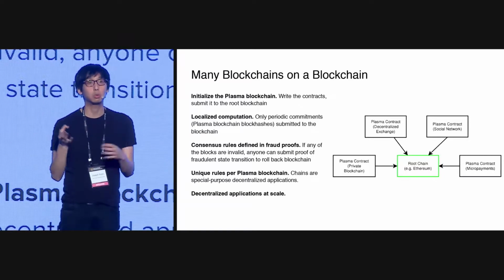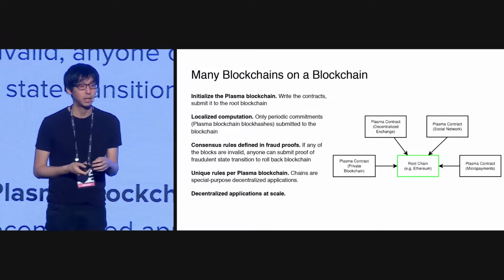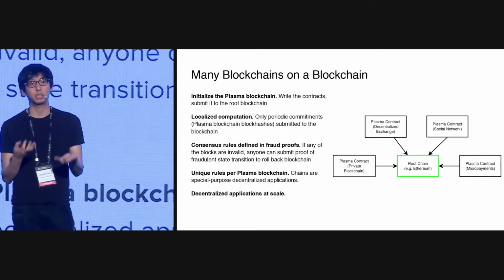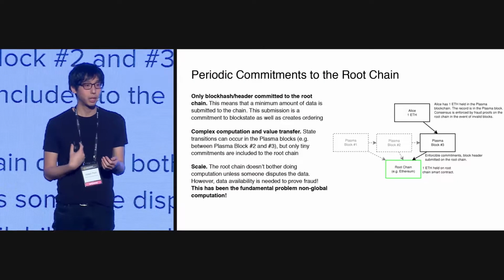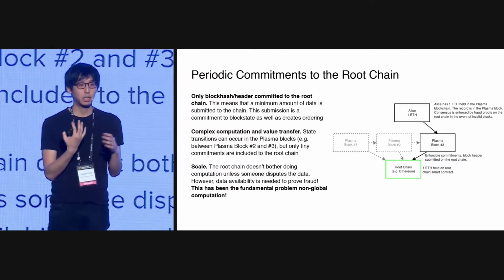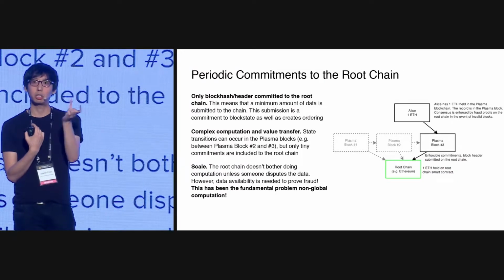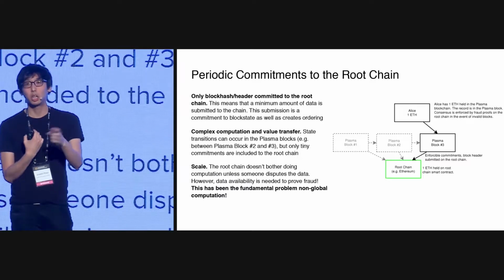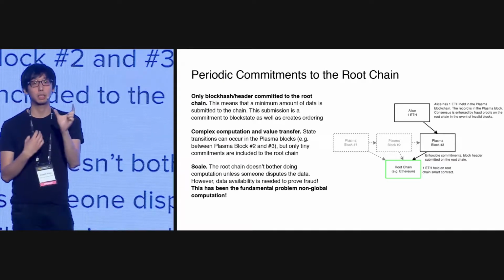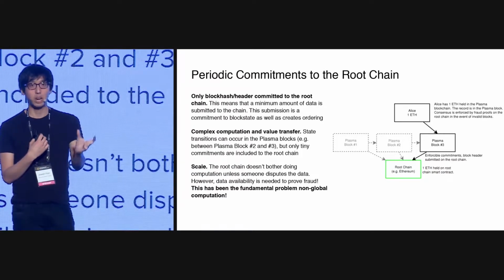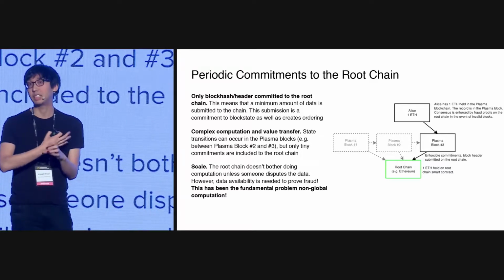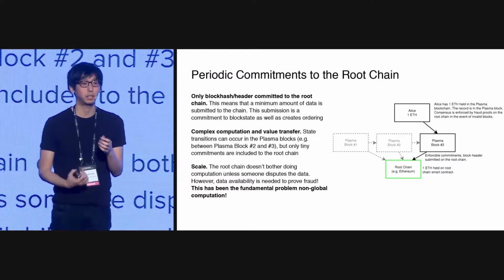So you can have unique rules per Plasma blockchain. We're talking about effectively decentralized applications at scale. The periodic commitments are very, very small, like hundreds of bytes, something which I can read to you right now. It's that small. So there could be great efficiencies, representing perhaps even gigabytes or terabytes of data.